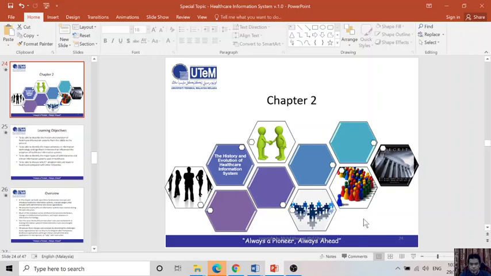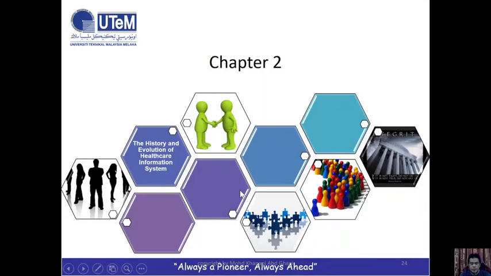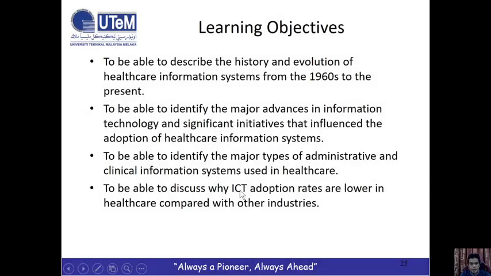Now we are in chapter 2. Today I will share with you about the history and evolution of healthcare information system. This chapter is to enable you all to describe the history and evolution of healthcare information system.